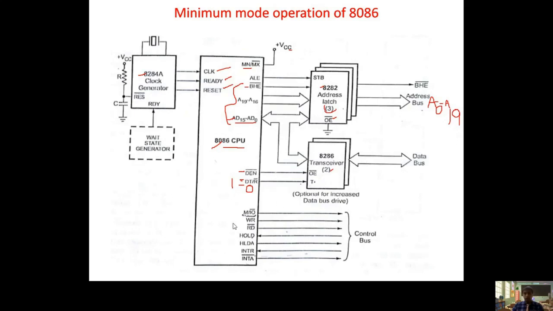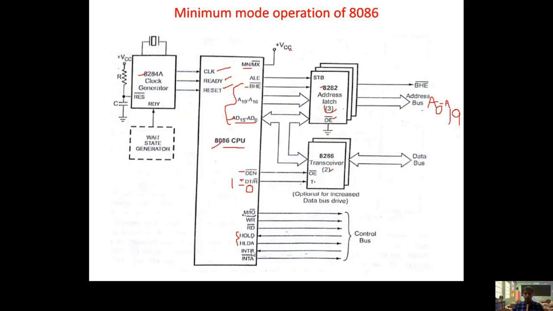The other signals present in the minimum mode include M by IO bar. Whether we are selecting memory or IO is decided by M by IO bar. Similarly, write bar, read bar, HOLD and HLDA. These two pins I already explained. These two pins are for accessing the processor system bus by an external peripheral. The HOLD signal requests access to the system bus. If the processor is ready, it will send a hold acknowledgement signal. After sending the hold acknowledgement signal, 8086 gives permission to the external peripheral to take its system bus.